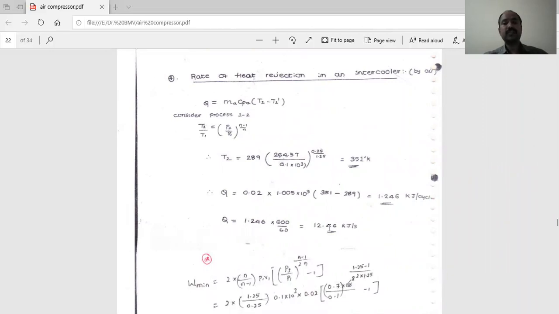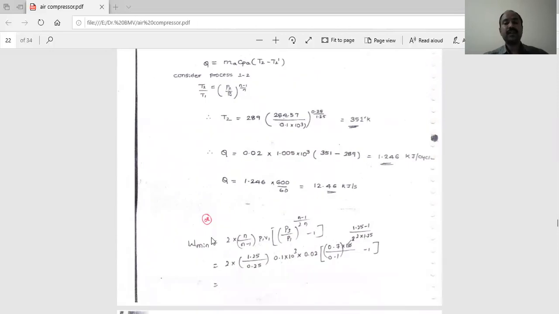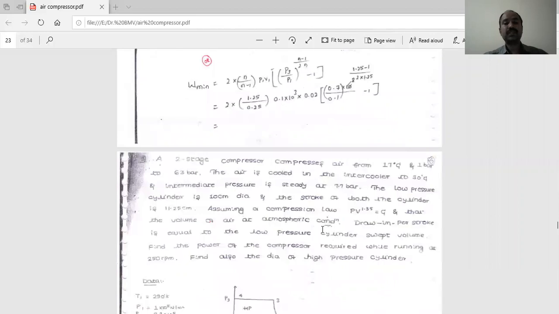Kilojoules per cycle is there, you should multiply with the revolutions per minute, that is the value of N RPM. Then it becomes 12.46 kilowatt. And also you should calculate by this relationship also. Okay, this is the two-stage compressor.